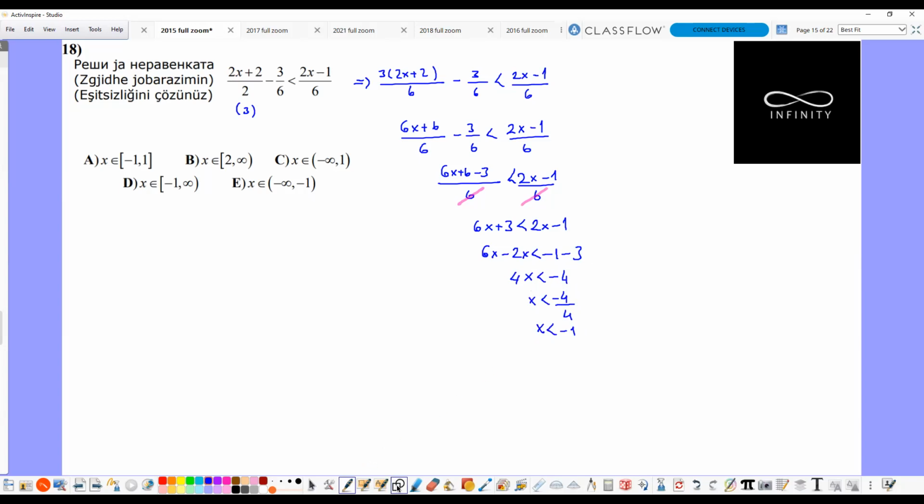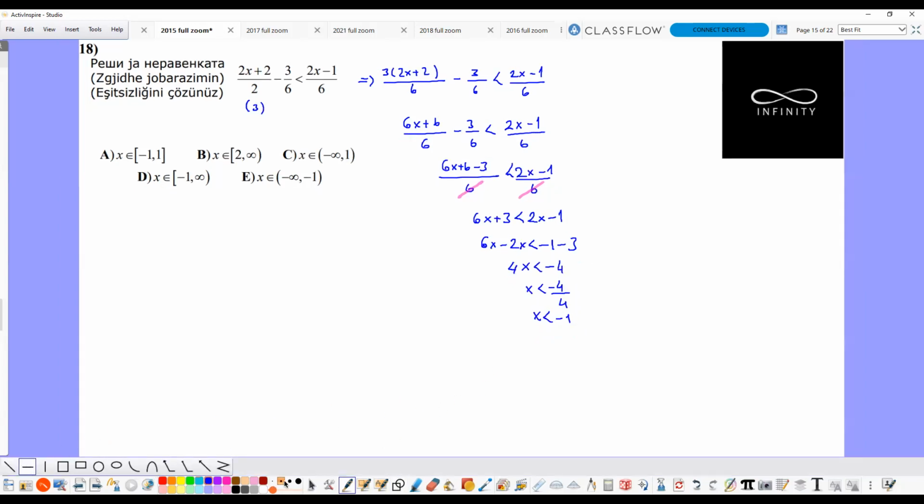If I draw the real number line here, the center is 0, which is here. This point shows minus 1. And if I draw the line here, it should be something like this. From minus 1 it's going to go to the minus infinity side. This point is where it starts, and it is going to be open, and it goes from minus 1 till minus infinity.